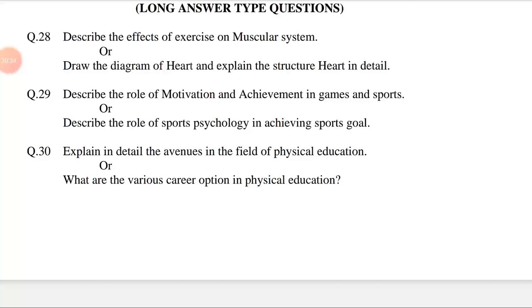Few factors of achievement such as number 1, desire to receive social status. Second, to demonstrate ability and superiority over others. Third, there is a natural urge in human beings to compete and achieve something. Fourth, satisfaction of success is known as achievement. Extra. Or describe the role of psychology in achieving sports goal.